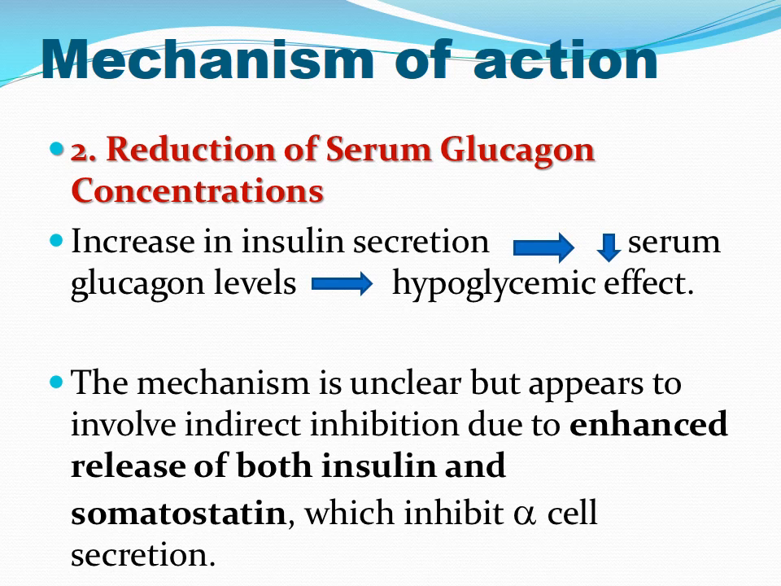The second mechanism is the reduction of serum glucagon concentration. This results from the increase of insulin secretion caused by these drugs, leading to decrease in the serum glucagon level and a hypoglycemic effect. The mechanism is unclear, but appears to involve indirect inhibition due to enhanced release of insulin and somatostatin from the beta and delta cells, which inhibit alpha cell secretion.